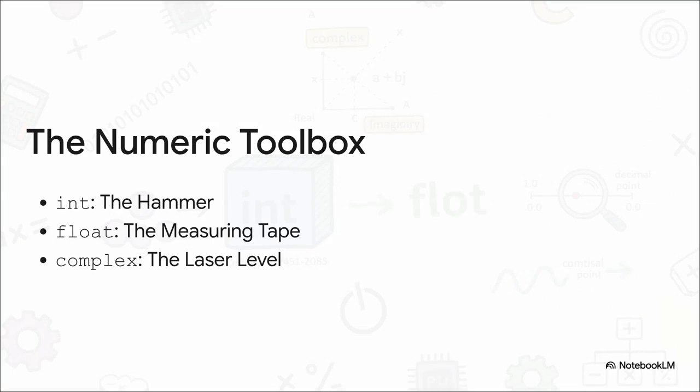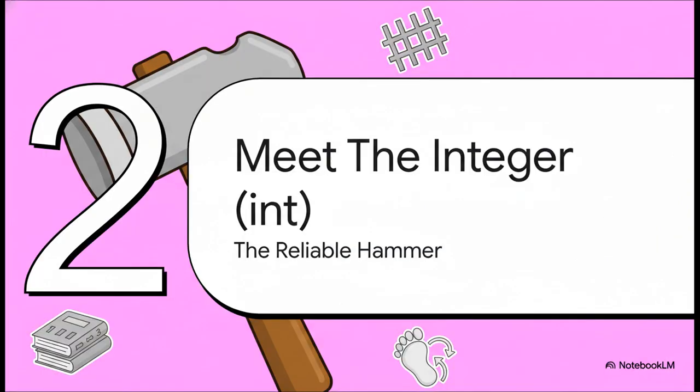And inside this toolbox, Python gives us 3 main tools to work with. First up, you've got the int. This is our solid, reliable hammer. Then, there's the float. That's our super precise measuring tape. And last, we've got the complex number, which is kind of like a high-tech laser level for those really specific, advanced jobs. All right, let's grab our first tool, the hammer.